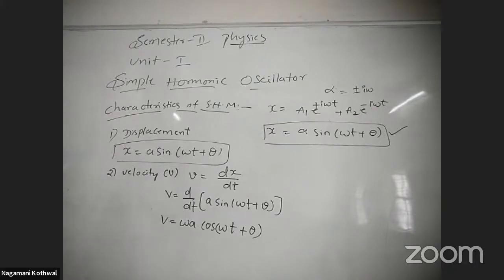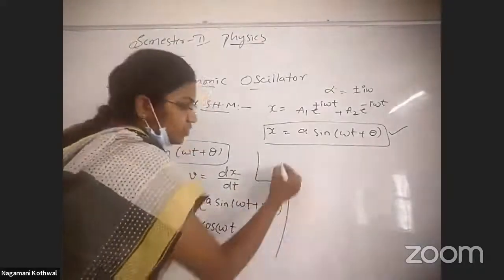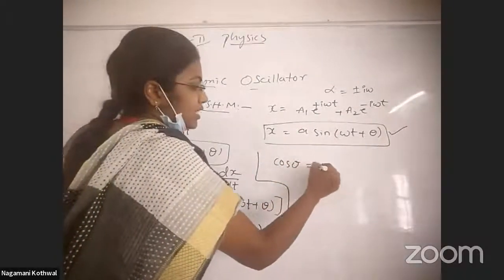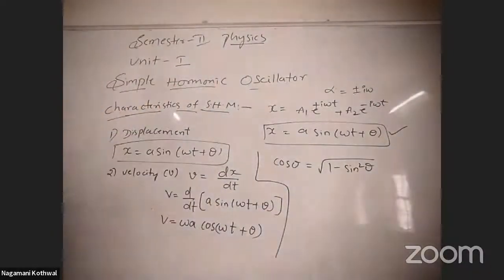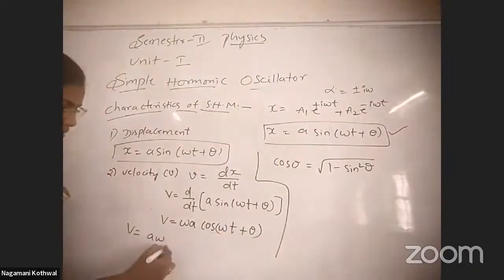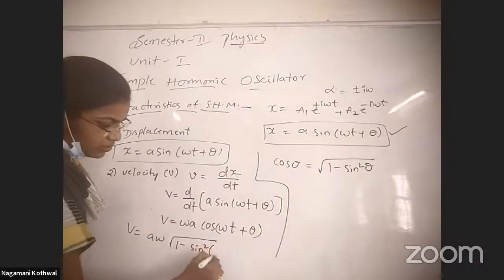Do you understand that? You know the trigonometric relation: cos theta can be written as under root of 1 minus sin square theta. So velocity v equals a omega cos(omega t plus theta), which can be written as a omega under root of 1 minus sin square(omega t plus theta).